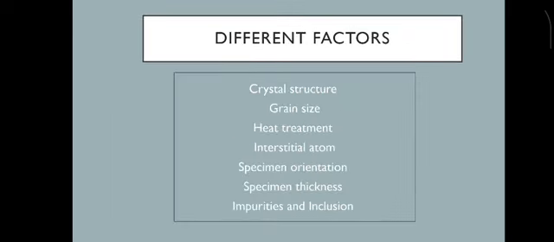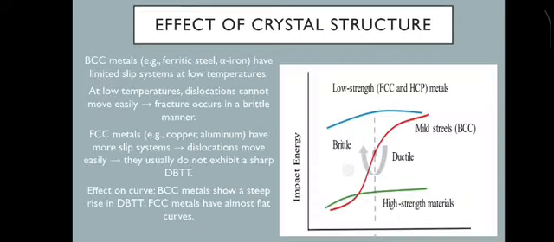The different factors that influence DBTT curves are the effect of crystal structure, grain size, heat treatment, the presence of interstitial atoms, specimen orientation, specimen thickness, and the presence of impurities and inclusions. First, the effect of crystal structure.